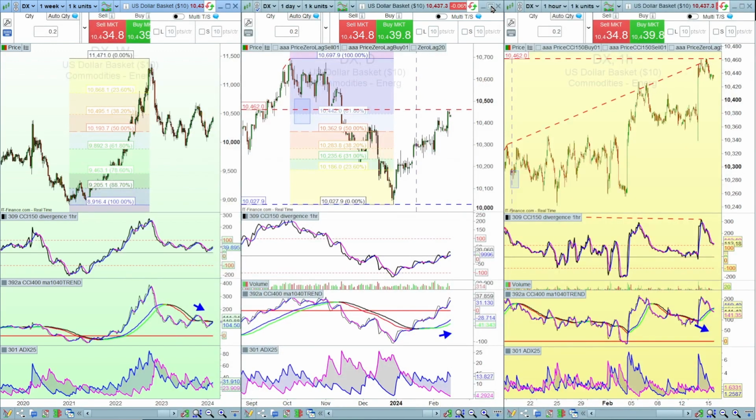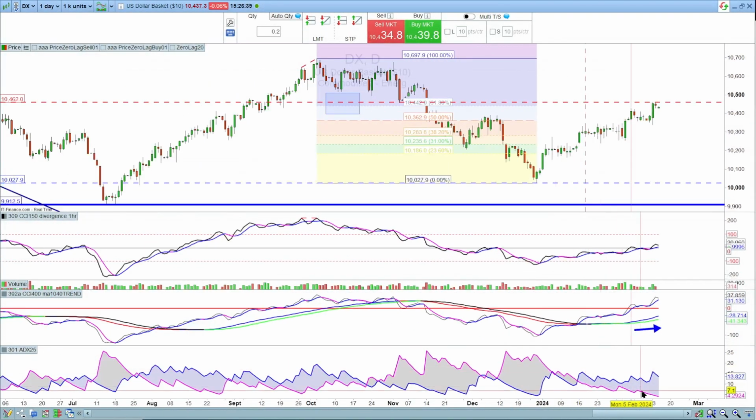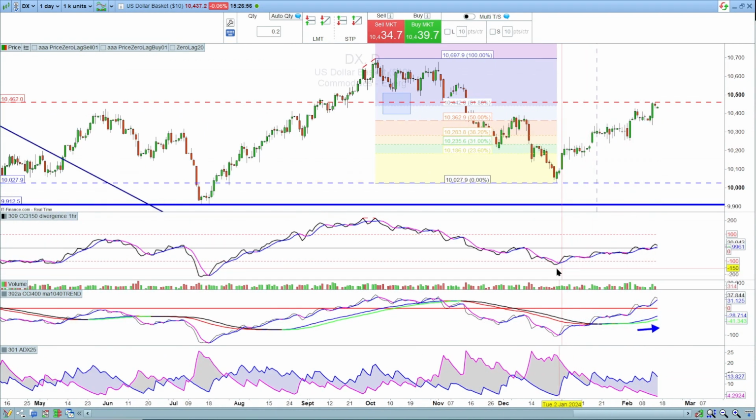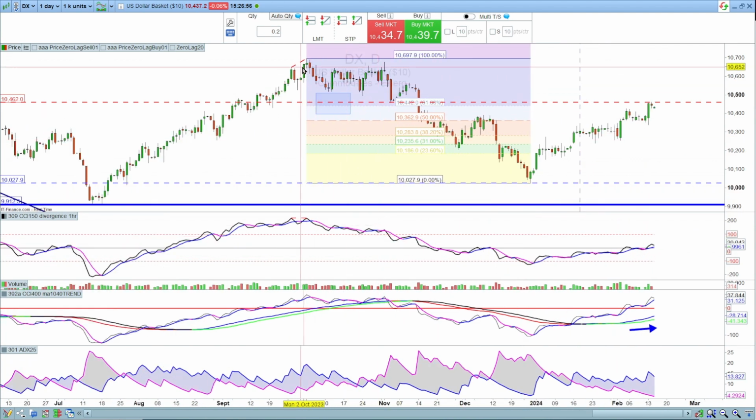On the daily, the ADX is bullish, the CCI 400 is also bullish, and you can see there the CCI 150 is also moving in line with the price. We had a little bearish divergence with that little double top, and as higher price on the higher highs on the price, double top on the CCI 150, and the price eventually collapsed after that, hitting our target area.